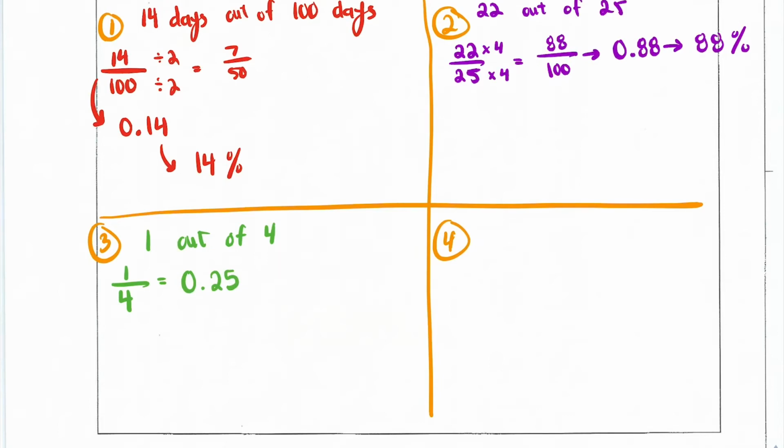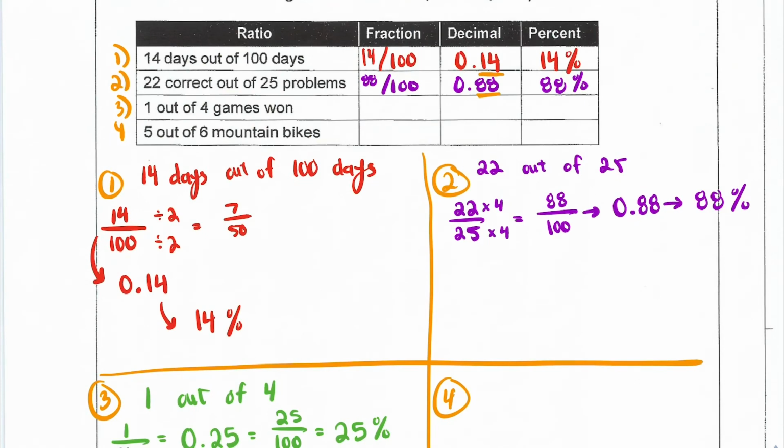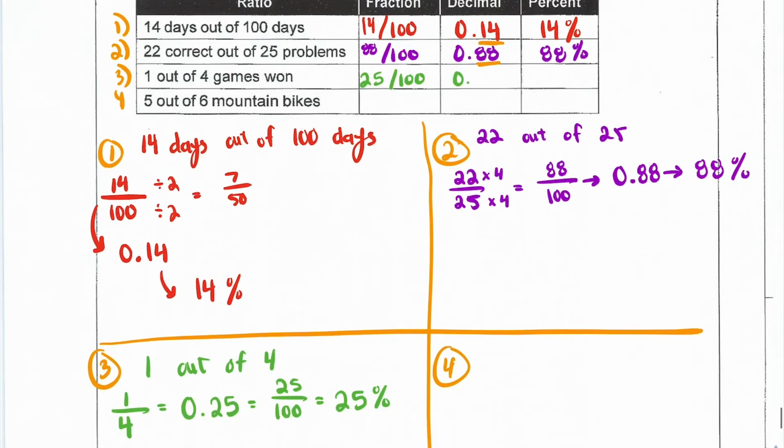How would I read that? How do I read this 0.25? Hopefully you're saying 25 hundredths. So this is the same as 25 over 100. So what percentage can we say this is? Well, 25%. There we go. So I'm going to write my fraction. I'm going to stick with my denominator of 100s here. And then we said that the decimal is 25 hundredths, 0.25, and then the percentage is 25%.